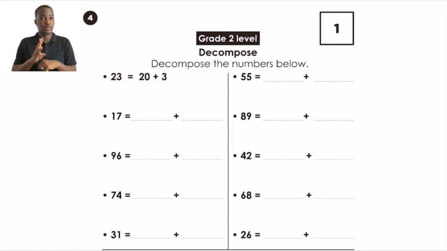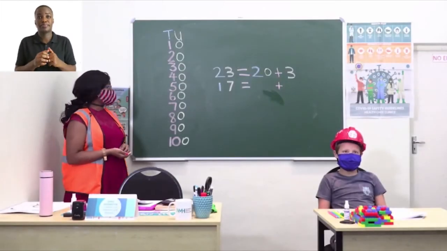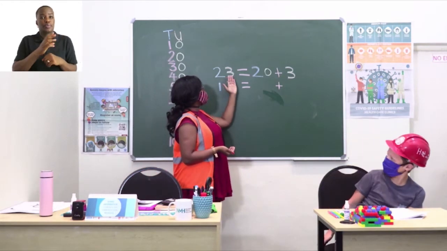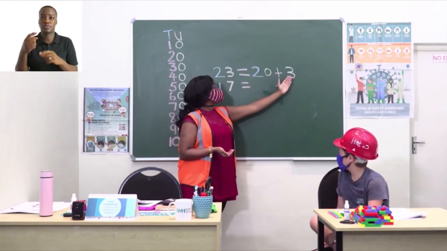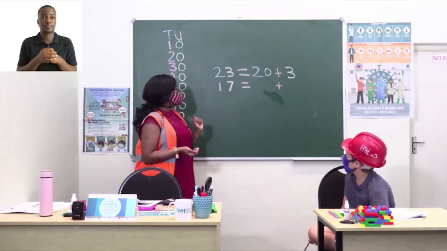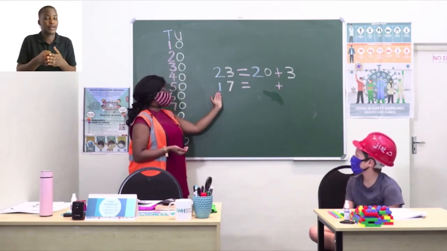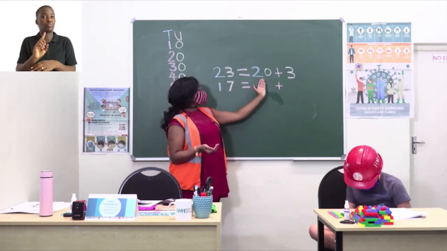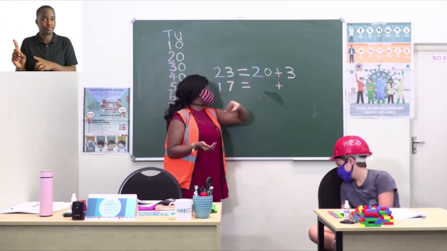23 equals 20 plus 3. But how did they get this answer? Well, let us try and do it on the board together. You can see I have the same sum. 23 equals 20 plus 3. And we are going to try and do the second one together. It says 17 equals dash plus dash.